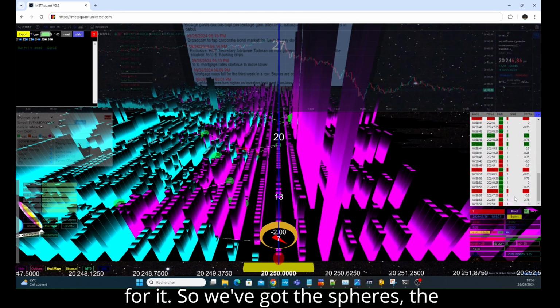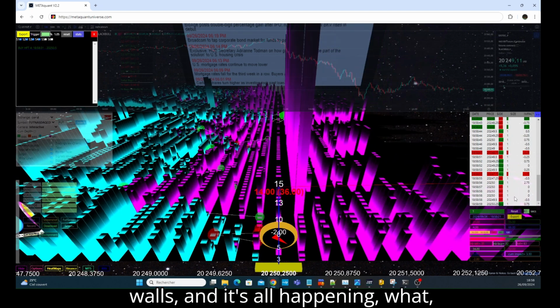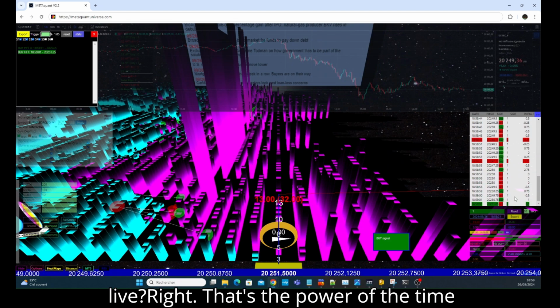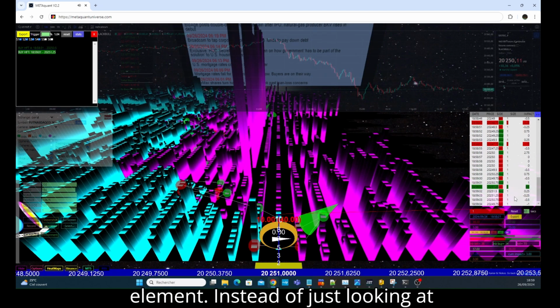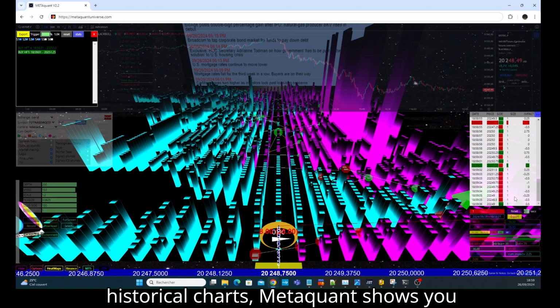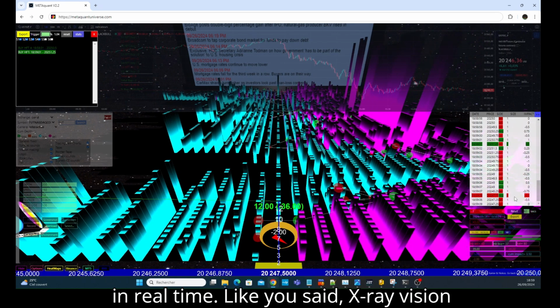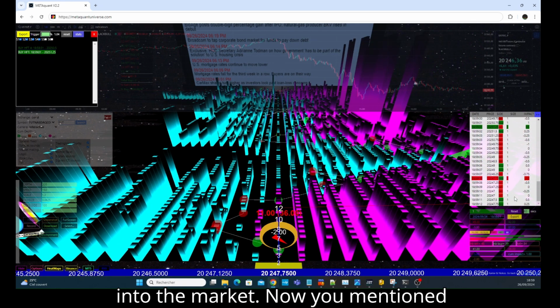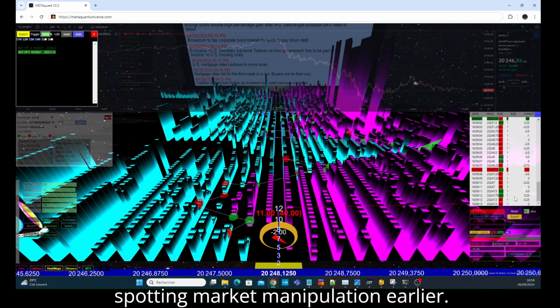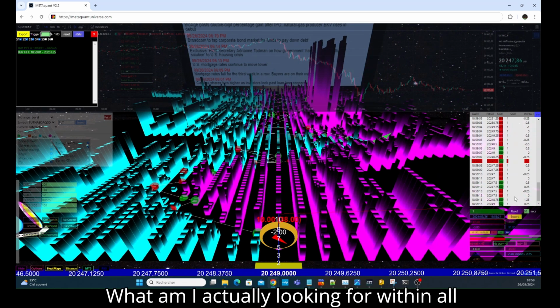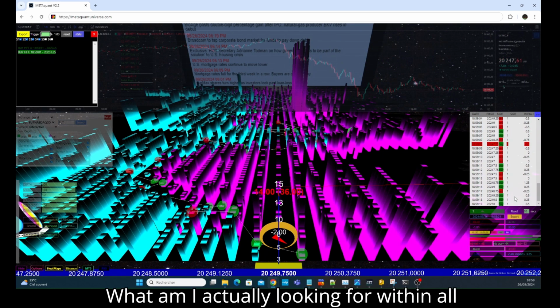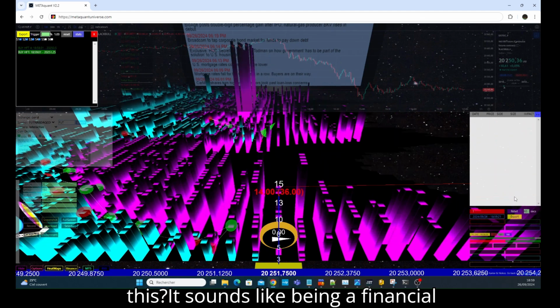So we've got the spheres, the walls, and it's all happening, what, live? Right. That's the power of the time element. Instead of just looking at historical charts, MetaQuant shows you these patterns, these interactions, all in real time. Like you said, X-ray vision into the market. Now, you mentioned spotting market manipulation earlier. What am I actually looking for within all this? It sounds like being a financial detective.